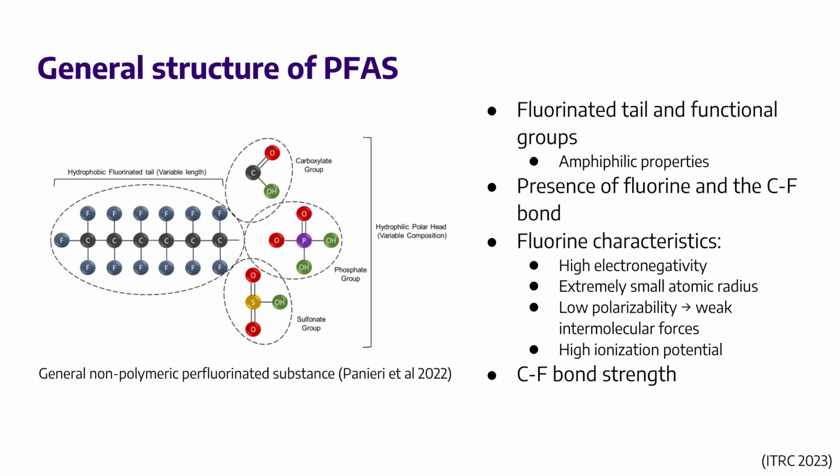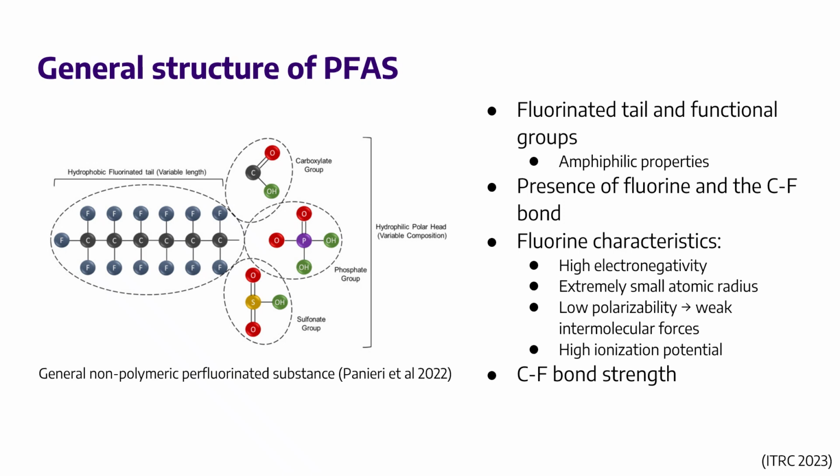For this example, they list three functional groups, but there are many more that can take place. And this graphic specifically talks about general non-polymeric perfluorinated substances. So just to keep that in mind, all PFAS have a presence of fluorine and the carbon-fluorine bond, and that is how a lot of the properties of PFAS arise.